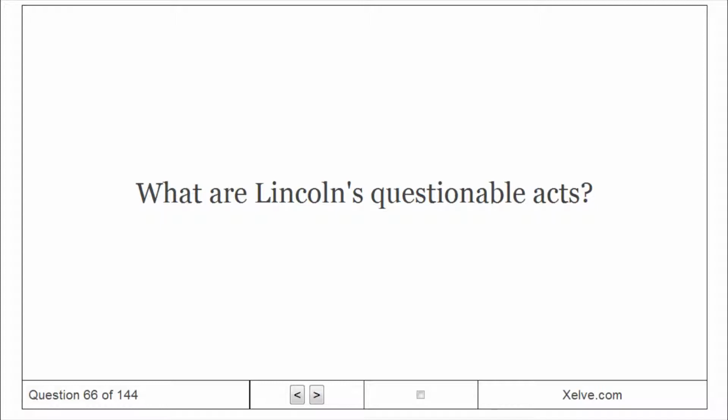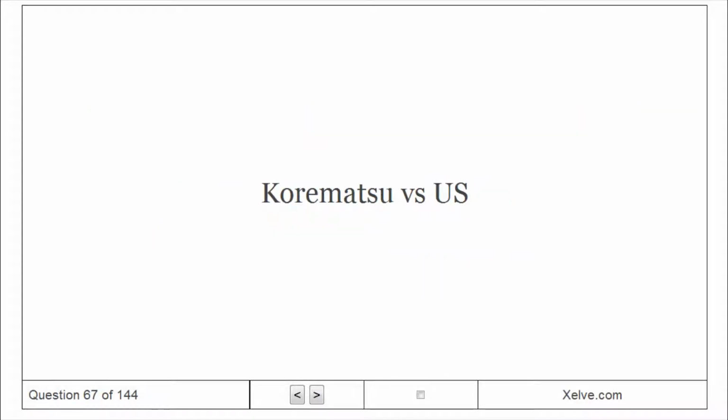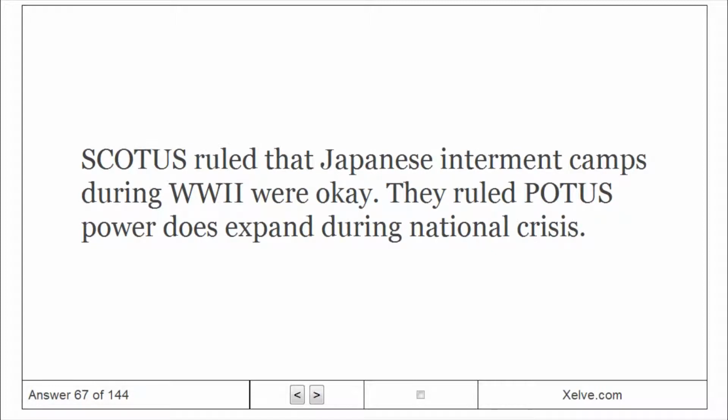What are Lincoln's questionable acts? Suspends habeas corpus, expands army over congressional limits, initiates war without congressional approval, stops mail of those suspected of treason. Korematsu v. U.S.: SCOTUS ruled that Japanese internment camps during World War II were okay. They ruled POTUS power does expand during national crisis.